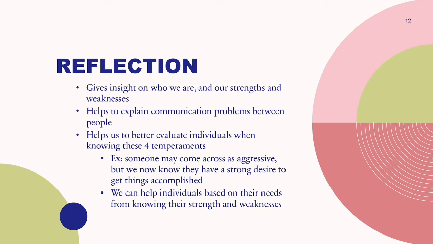This helps to explain communication problems between people. I think I mentioned this earlier, but if a classmate or a teammate is pushing you to do something and you think that they're being bossy or aggressive, it might just be because that's their personality type. They want to get things done, so they come across as aggressive. They don't mean to be aggressive, but that's how we perceive them. So it's really good to know how to perceive people differently based on their personality types. It's just easier to get to know people that way.